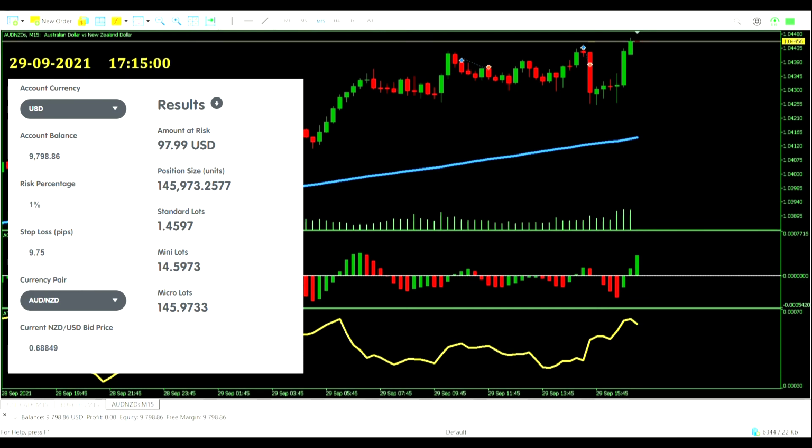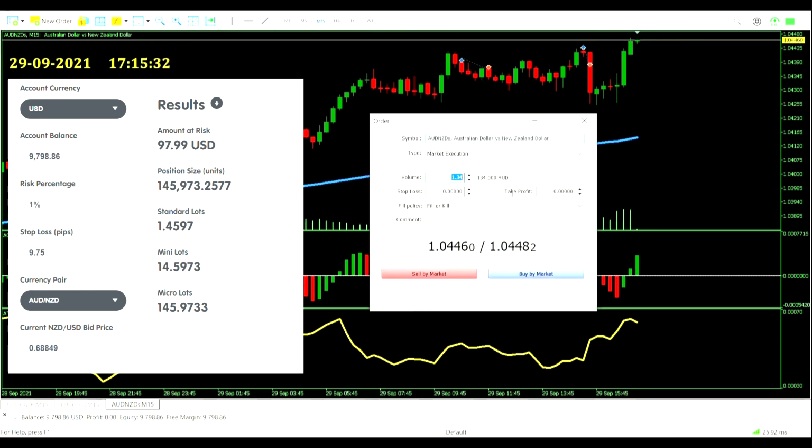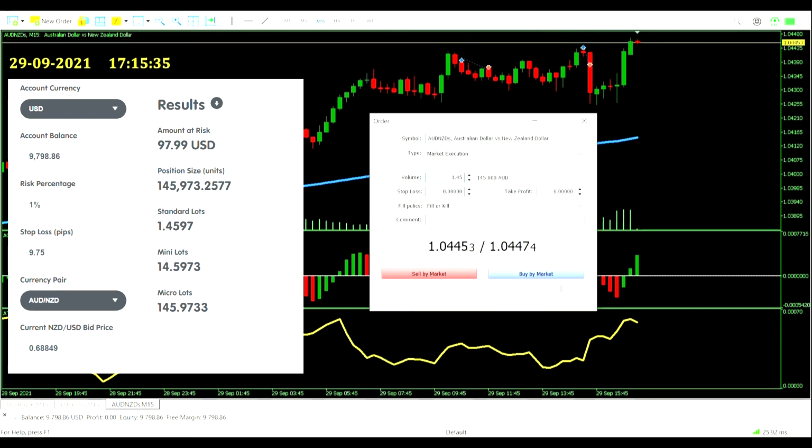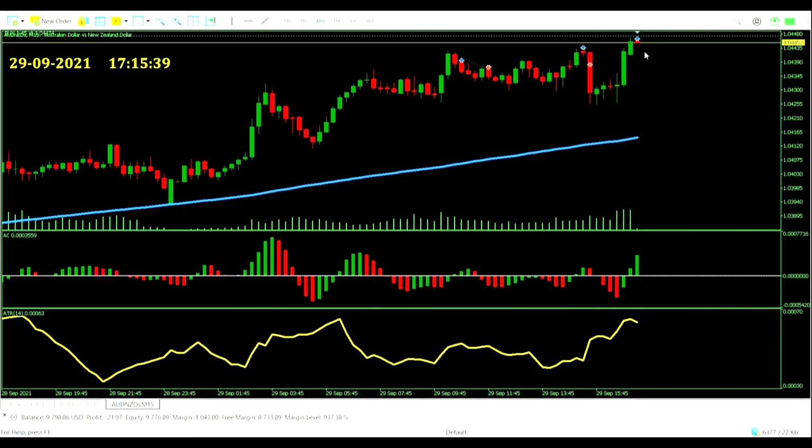6.5, that's what we're on. So 1.5 of that is 9.75 pips. We do get the close. You can see our risk calculator on screen now. And for the third time today, at the highest point, we are in a buy trade here on the Australian dollar, New Zealand dollar. Didn't like it that time, but hey, let's give it a go this time.